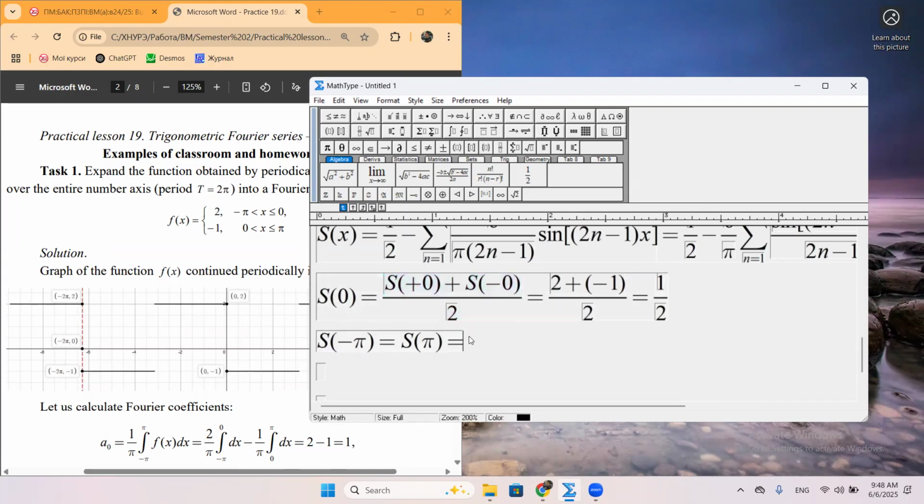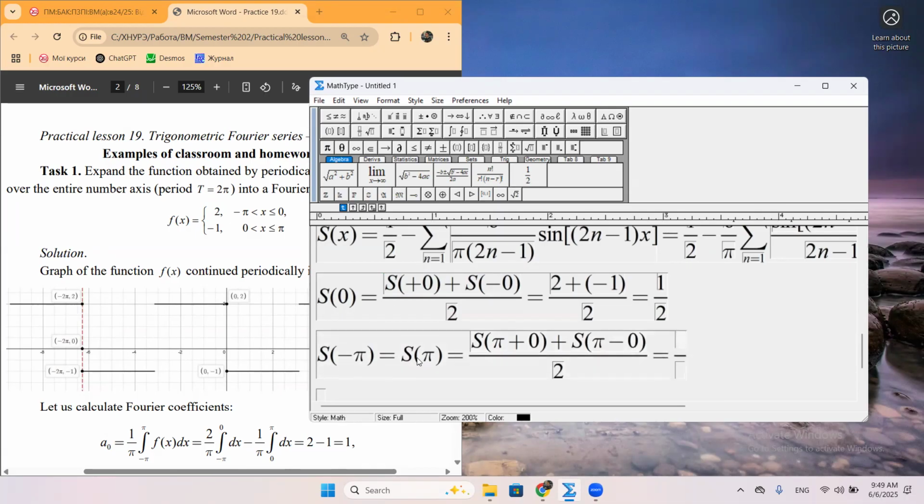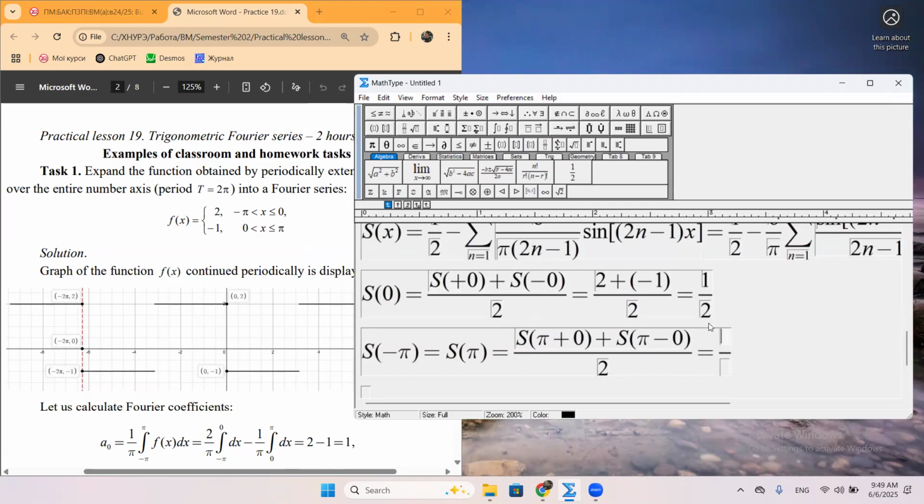Okay, let me just substitute here. Copy and paste. So s from p plus 0 equals 2, and p minus 0 equals minus 1. So again, 1 over 2. Any questions about this exercise?